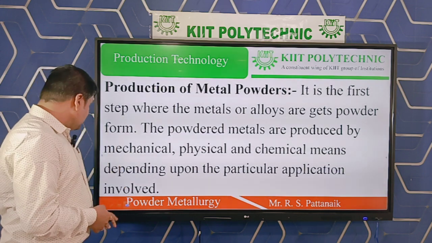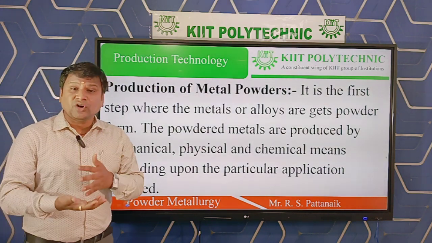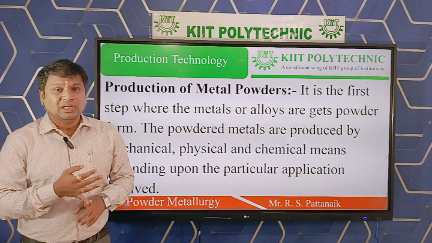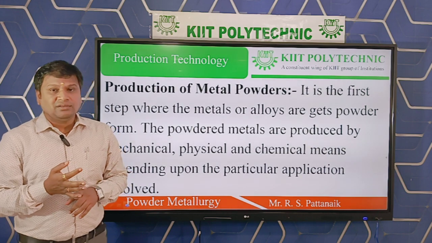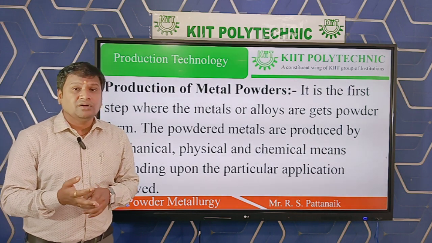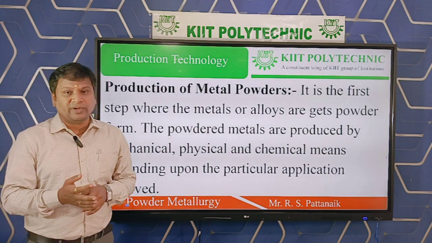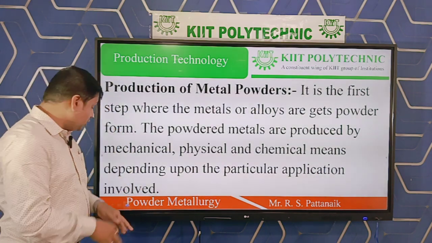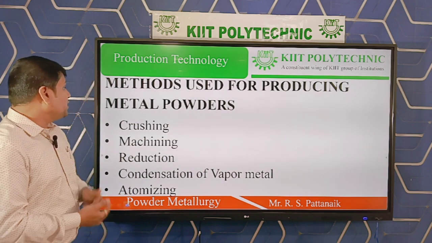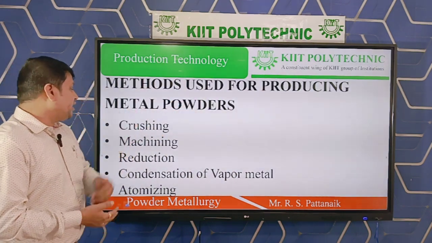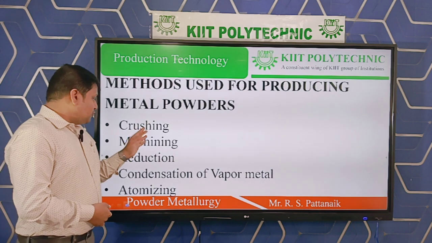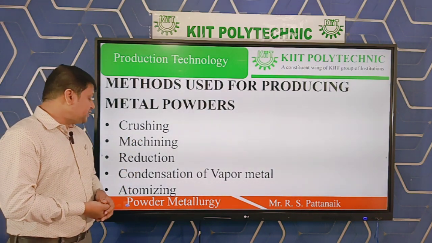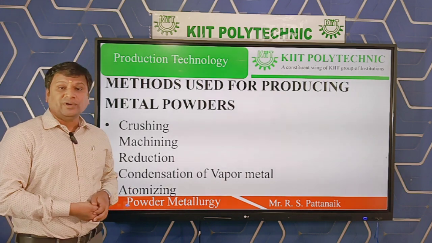So what are the methods of producing metal powders? The first one is crushing, the second is machining, the third is reduction, the fourth is condensation of vapor metal, and the fifth is atomizing.